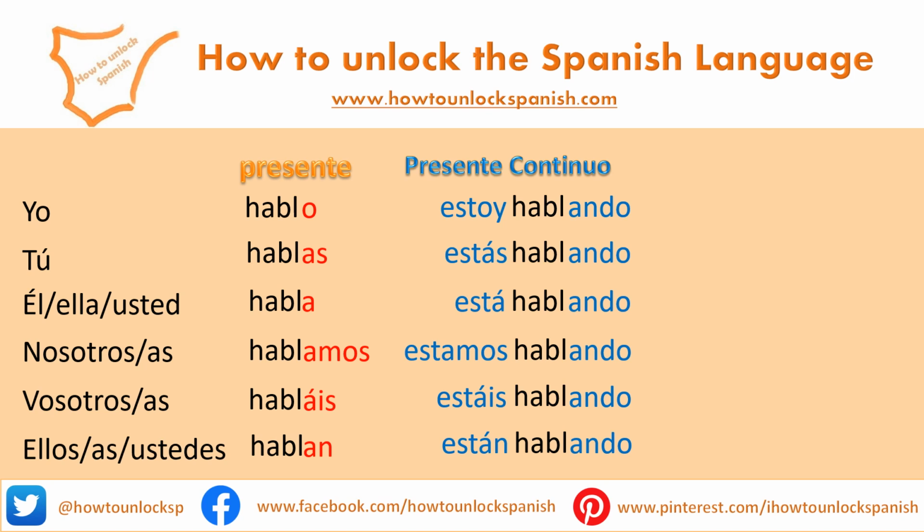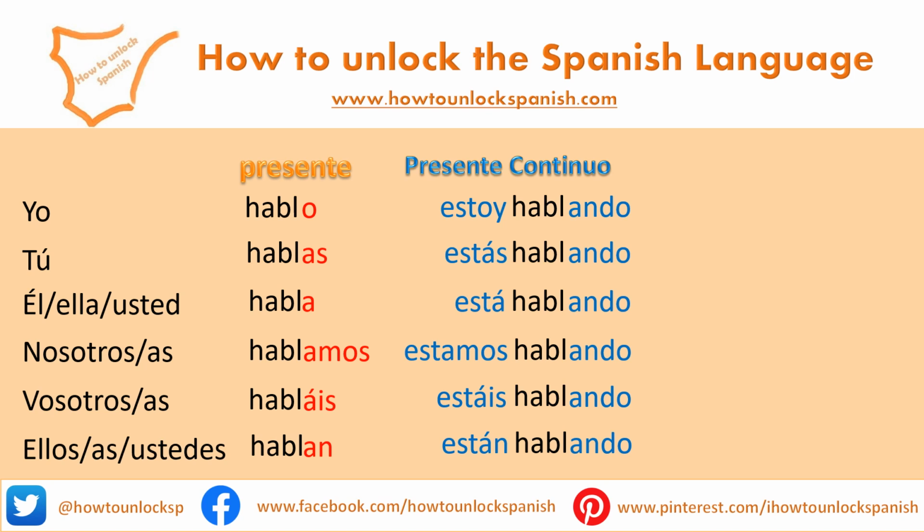So to conjugate the present, the yo is always with o for -ar, -er, -ir verbs, but the rest of the endings, you can see they all start with an a, which is easier to remember. Yo hablo, tú hablas, él habla, nosotros hablamos, vosotros habláis, ellos hablan.